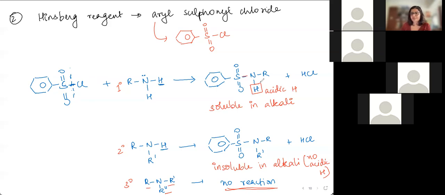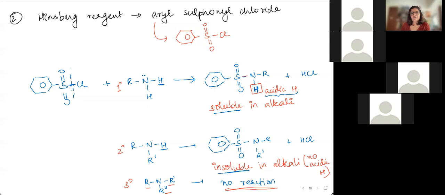Now, in the case of primary amines, because this hydrogen is there and it's connected to N, which is connected to the sulfonyl group and aryl group, this ends up being an extremely acidic hydrogen. Acidic property means it will react with bases. So this is soluble in an alkali. In the secondary case, because we don't have any acidic hydrogen, it won't get neutralized with a base. So we say this is insoluble in an alkali. And in the case of tertiary amines, there is no reaction at all.